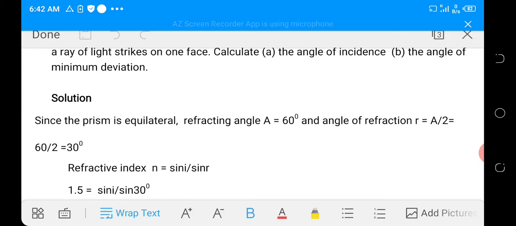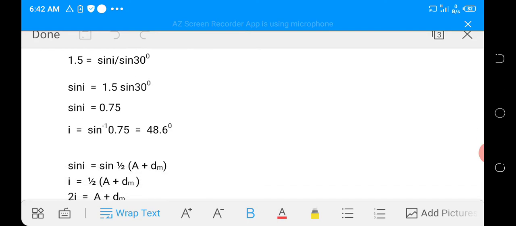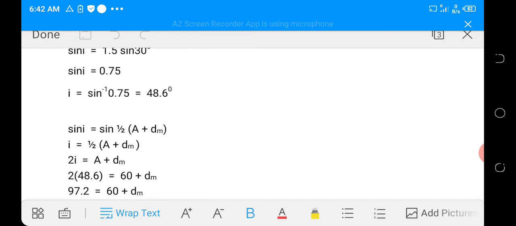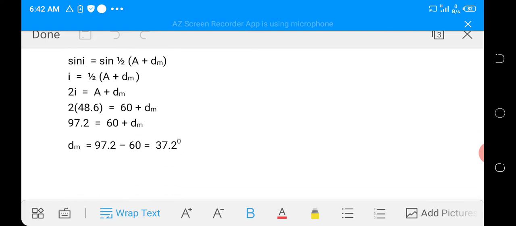For part B, we have to find the angle of minimum deviation, dm. So apply the formula: sine i is equal to sine half into (A plus dm). So i is going to be half (A plus dm). When dm is made the subject of the formula, we are going to have 97.2 minus 60 to give us 37.2 degrees.